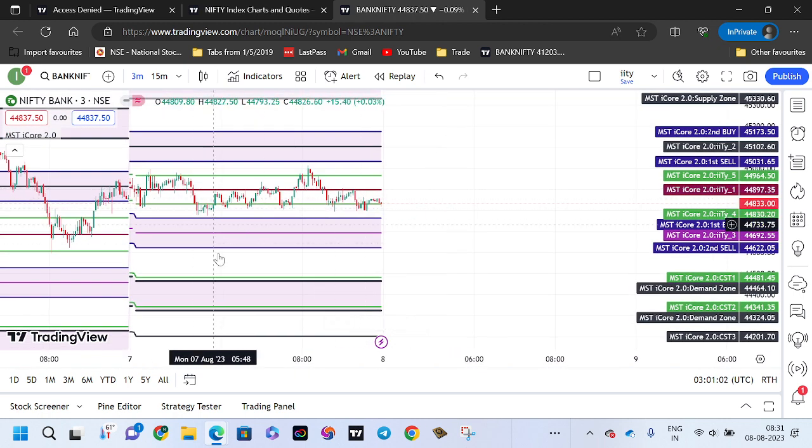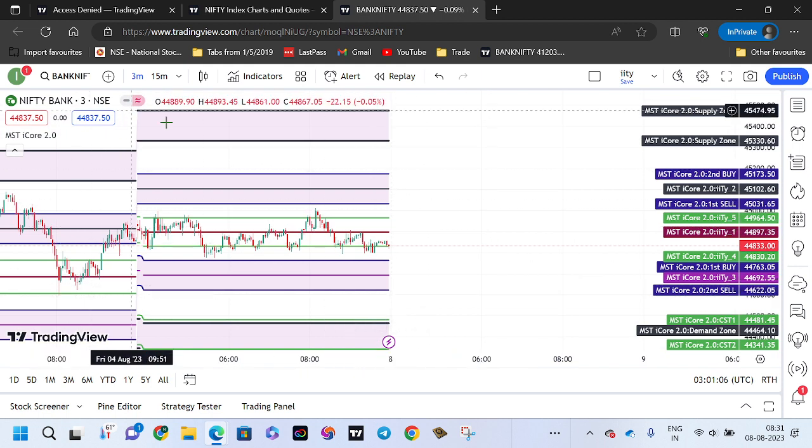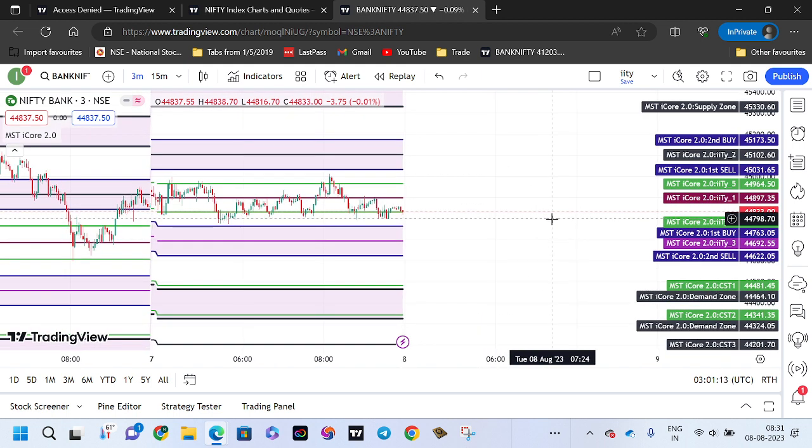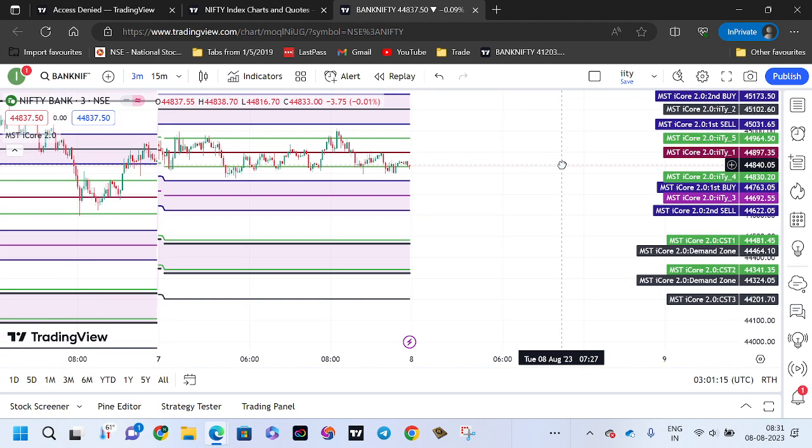The market has to close either above this level or below this level. It will not go beyond that level, except if there is some news. If there is no news, it will not go beyond that level. If there is some news, it will go somewhat beyond. That's all. It is very simple.